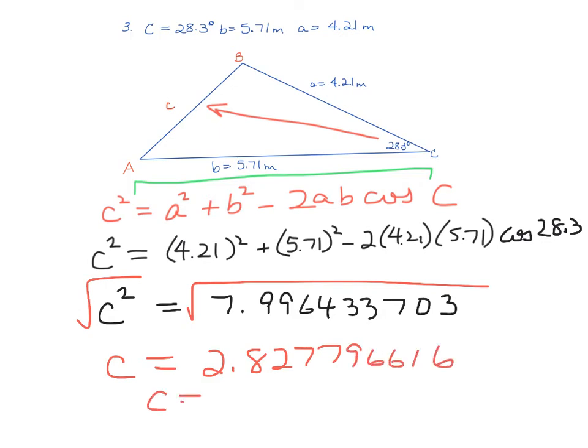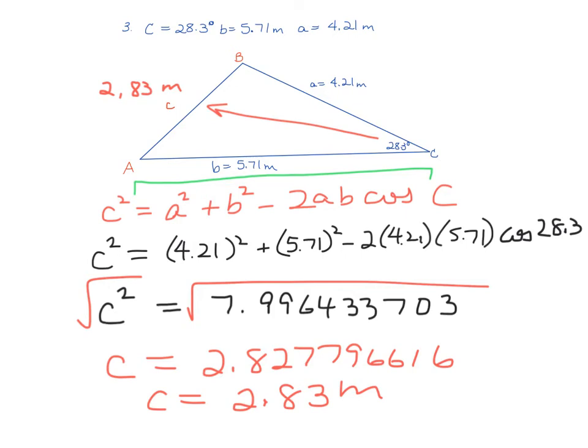2.8277966616, rounded to the hundredths place, so 2.83 meters. So that's given me the length of C. Now that I have an angle and the side across from it, now I can do law of sines.